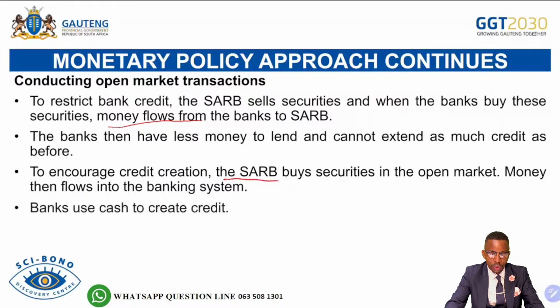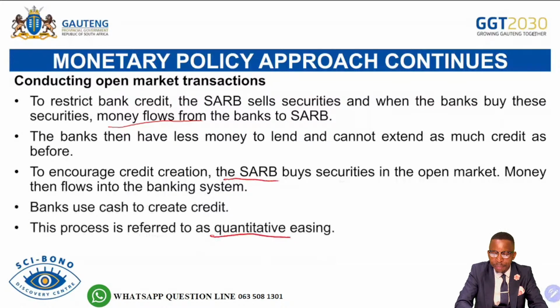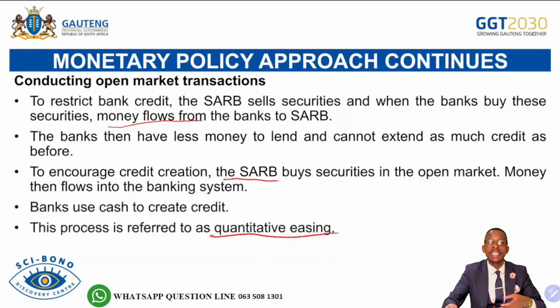Banks use cash also to create credit. This process is referred to as quantitative easing. Whenever the central bank is buying bonds, it is giving money into circulation. We call that quantitative easing because that means the central bank is relaxing the money supply. If you ease, you make it more simple for one to access something.